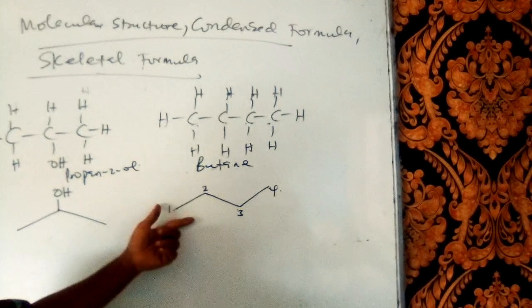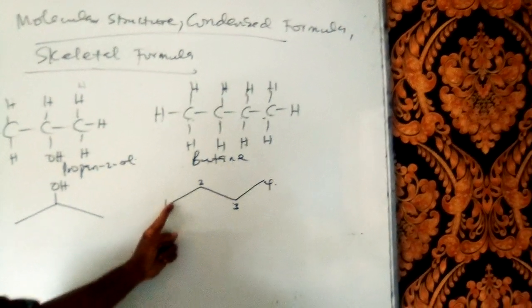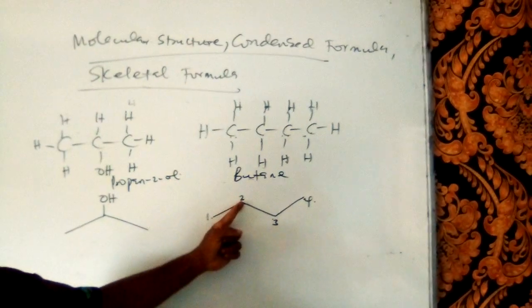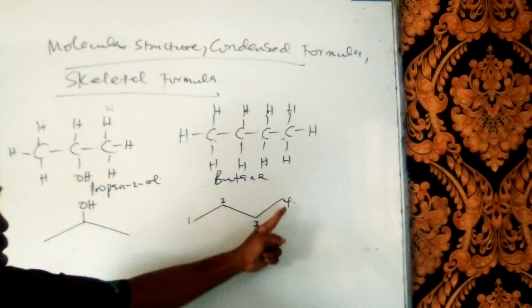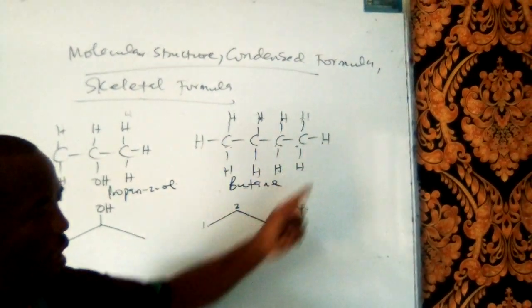So this is butane. Here, the first carbon goes with 3 hydrogen, the second carbon goes with 2 hydrogen, the third carbon goes with 2 hydrogen, and then the fourth carbon goes with 3 hydrogen.